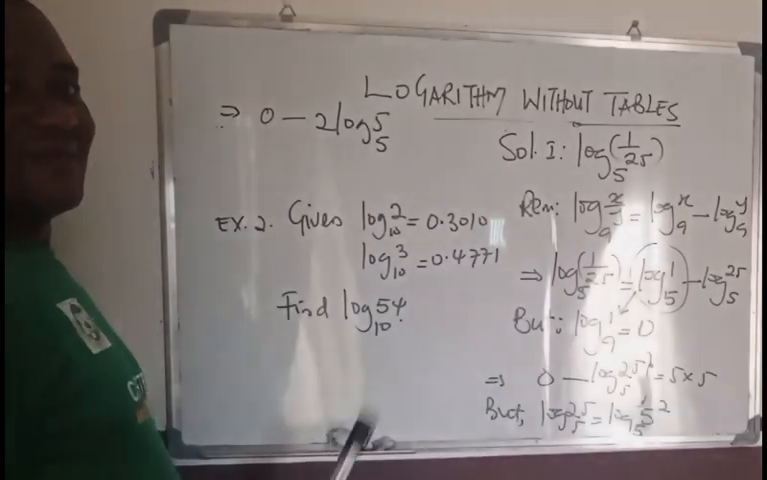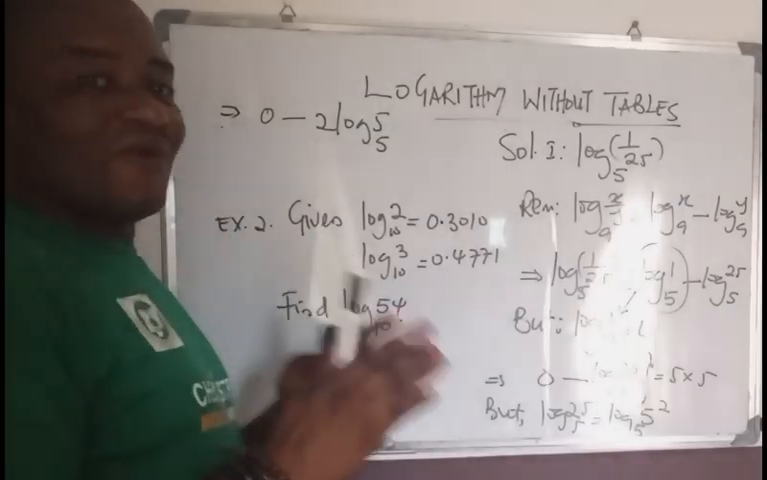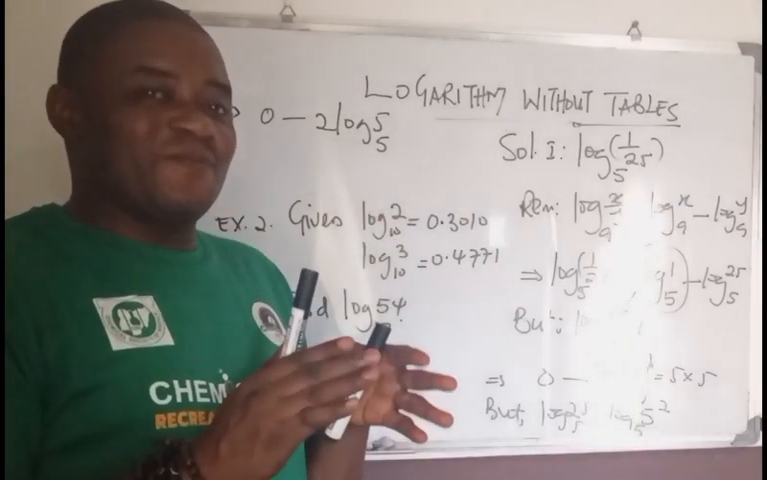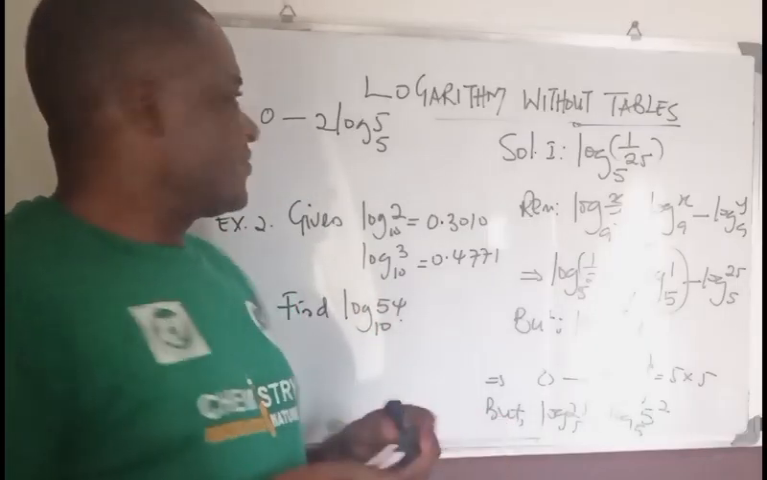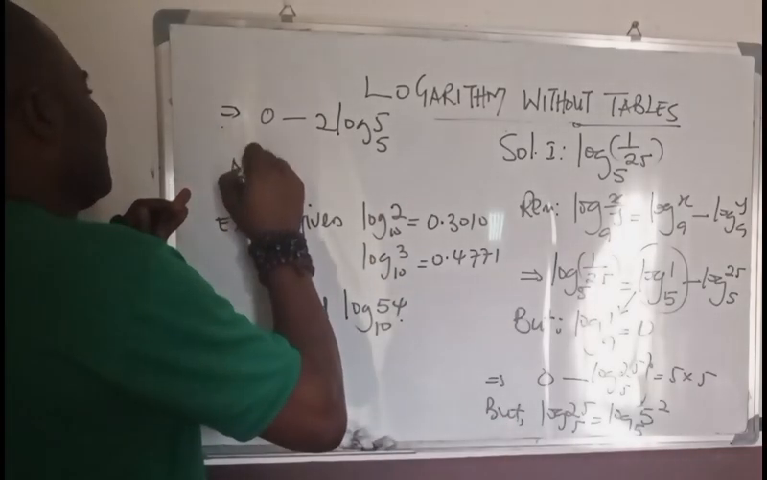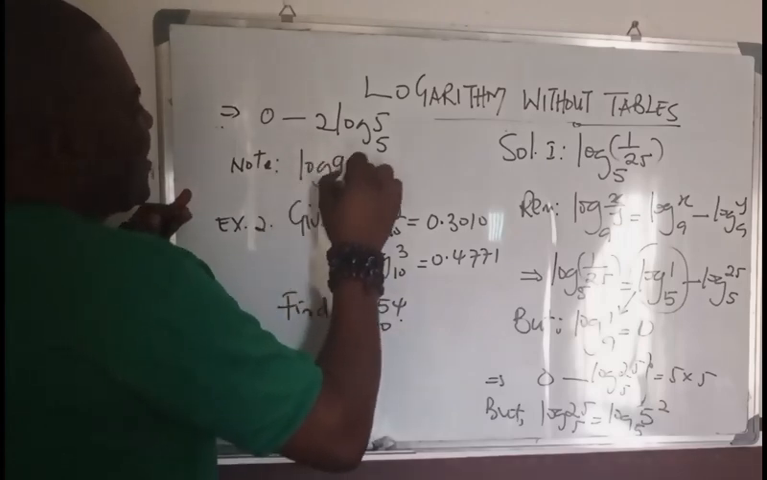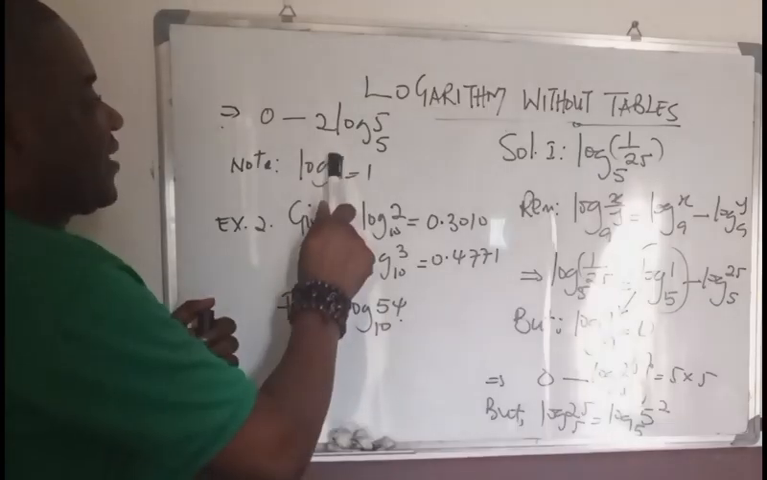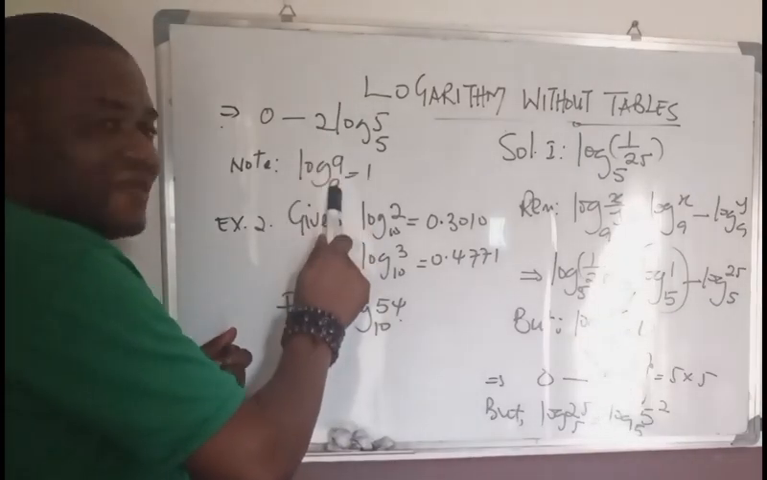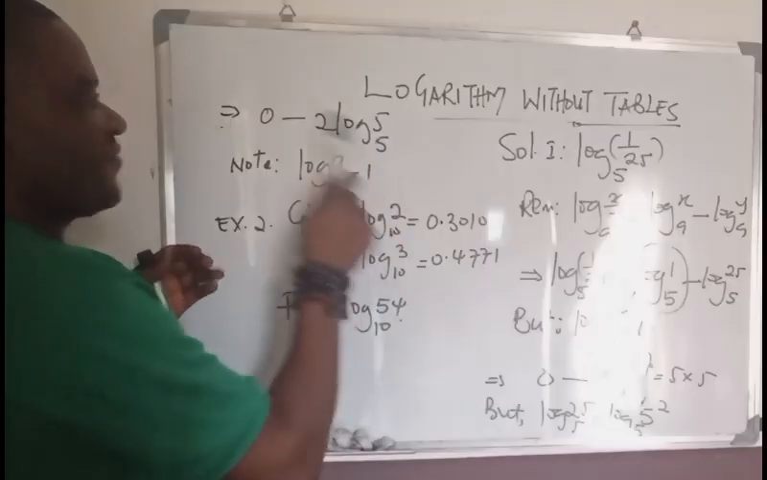But this is not all. Remember that the log of the same argument and the same base is equal to 1. Note that there is a law which says the log of a base a is 1. The log of an argument, the same argument and the same base, is equal to 1. That means that the log of 5 base 5 is equal to 1.